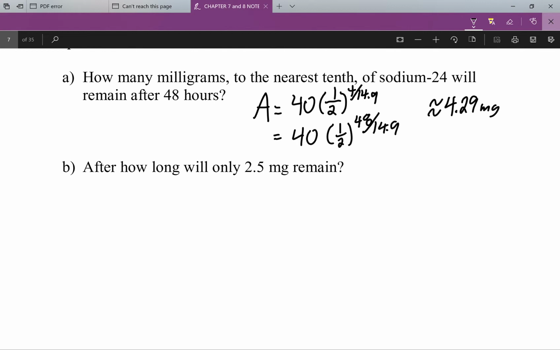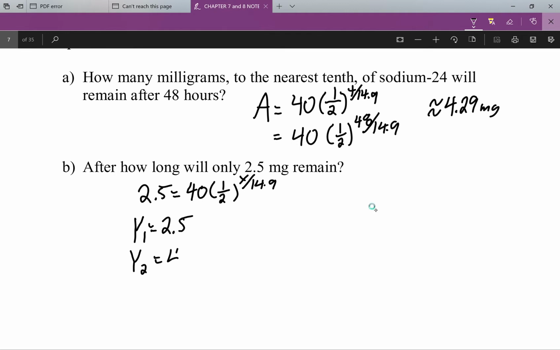So we want to know how long it'll be for 2.5 to remain, so that means on my left-hand side I'm going to have the 2.5. Then I'm going to pop my original equation into this: 40 multiplied by 1 over 2 to the power x all over 14.9. Now again, we're going to handle this as we've handled the previous questions. All that I'm going to do is pop this into the calculator. So I'll say y1 equals 2.5 and y2 equals 40 multiplied by 1 over 2 to the x all over 14.9.